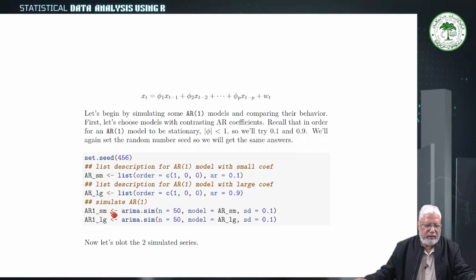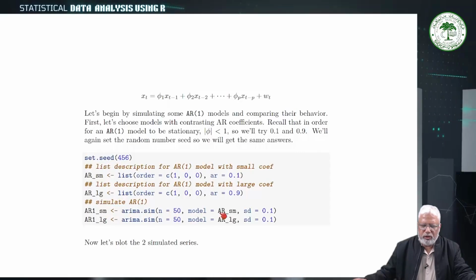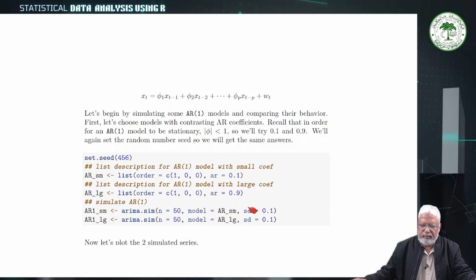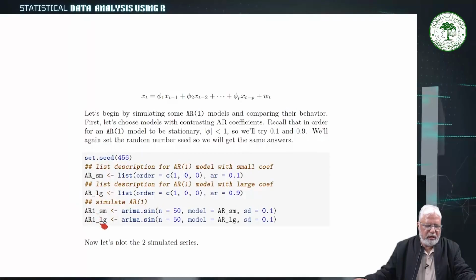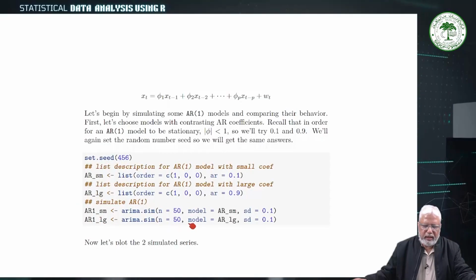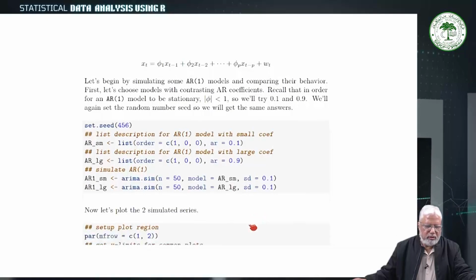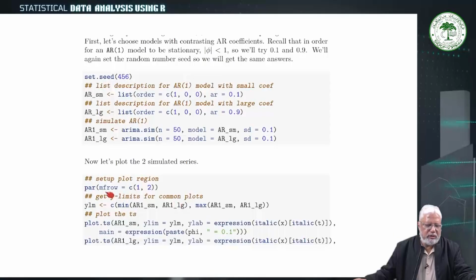Now we are simulating. ar1_sm is equal to arima.sim with n equal to 50, model equal to ar_sm, that is this model, and sd equal to 0.1. Then the second model, ar1_lg, arima.sim with n equal to 50 observations, model ar_lg, and sd equal to 1. Now let us plot the two simulated series.